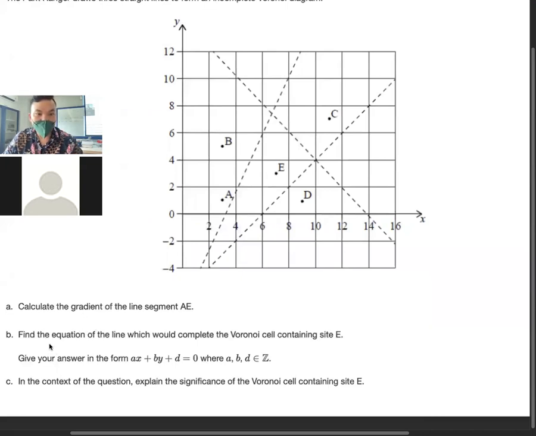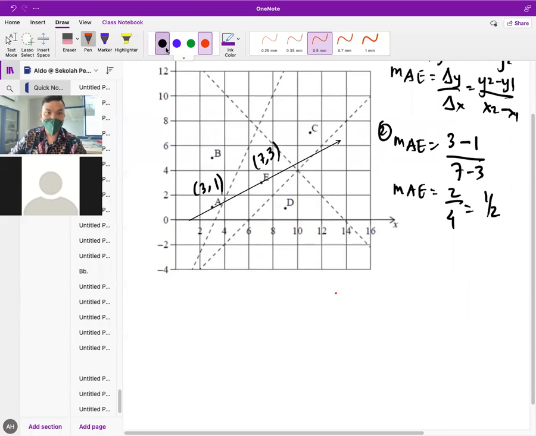Okay. Find the equation of the line which would complete the Voronoi cell containing site E. Now, as you can see, site E means that E has to have a relationship with four sites: E to A, E to B, E to C, and E to D.